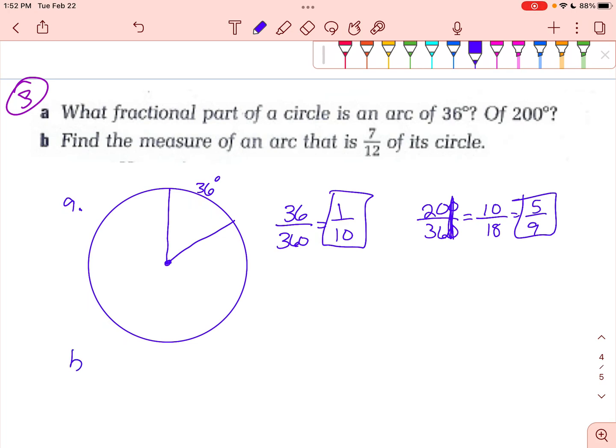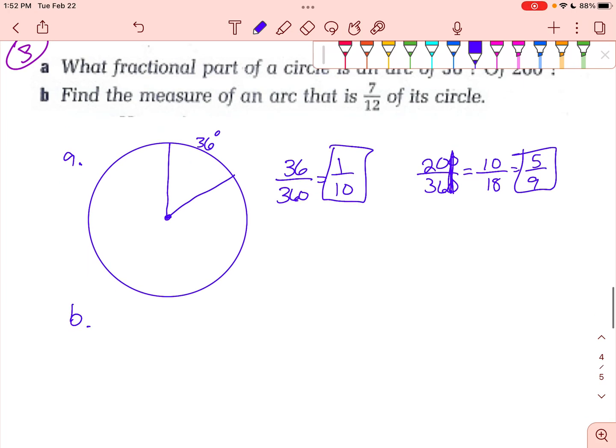Okay. Part B, it says find the measure of an arc that is 7/12 of its circle. So a couple ways you can go about this. One, you can actually do 7/12 of the 360 degrees. Okay, and you can actually multiply this together. I would probably do it this way. 12 goes into 36 30 times, and so this would be 210 degrees as my final answer.